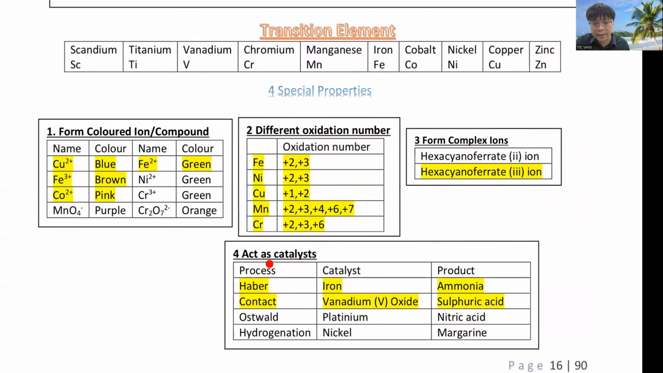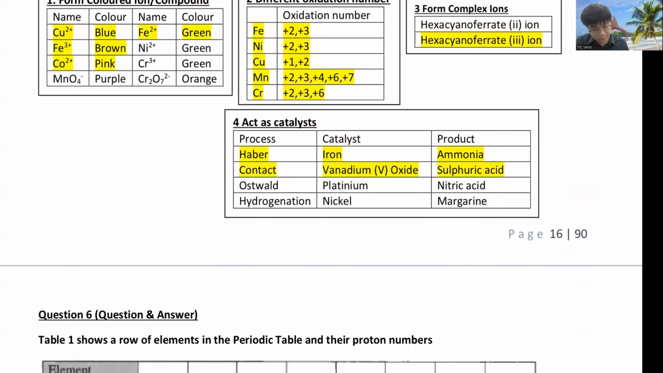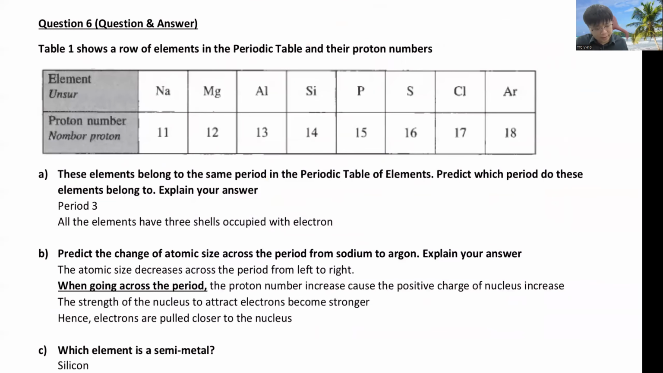And they can act as catalysts in industrial processes. The Haber process uses iron as catalyst to produce ammonia. The Contact process uses vanadium oxide to produce sulfuric acid. The Ostwald process uses platinum to produce nitric acid. Hydrogenation uses nickel to produce margarine. So this is how the question looks like.